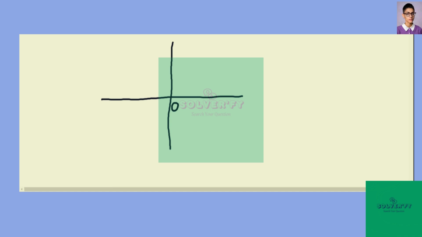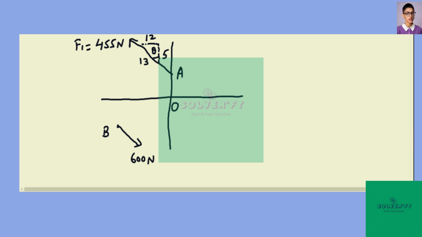This is the point O. In this direction a force of 455 Newton is acting, and this is point A, and at this point a 600 Newton force is acting. The direction of this force is given. This is a 5, 12, 13 triangle, so you can find this angle very easily. This is point B. Consider this force to be F1 and this force to be F2, and a point P is also given. This is the point P.